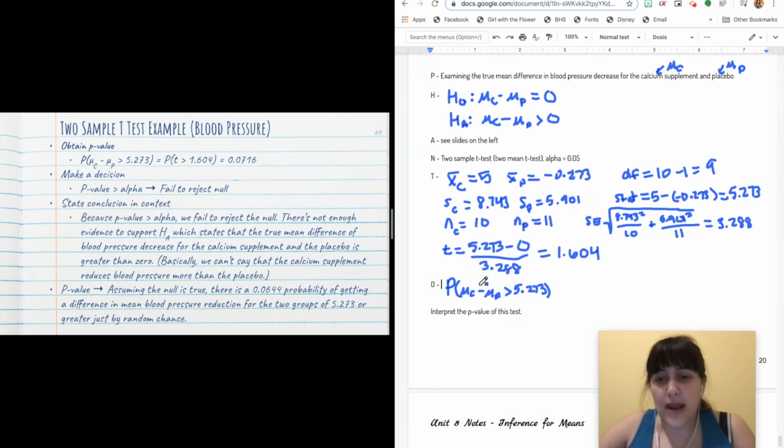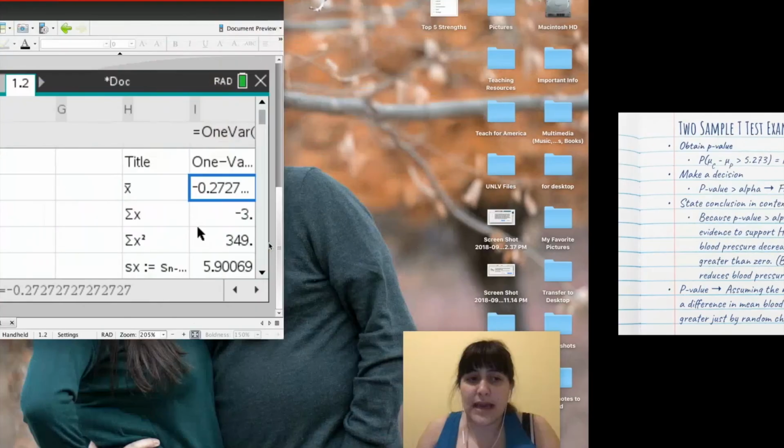So you can write it this way, or you can write it with t, which is why we calculate the t in the first place. So what's the probability that I get a t value this extreme, 1.604, or more extreme? And notice that I use the greater than symbol. The reason I did that is because I had greater than in my hypotheses. All right, so now I'm going to switch back over to my calculator.